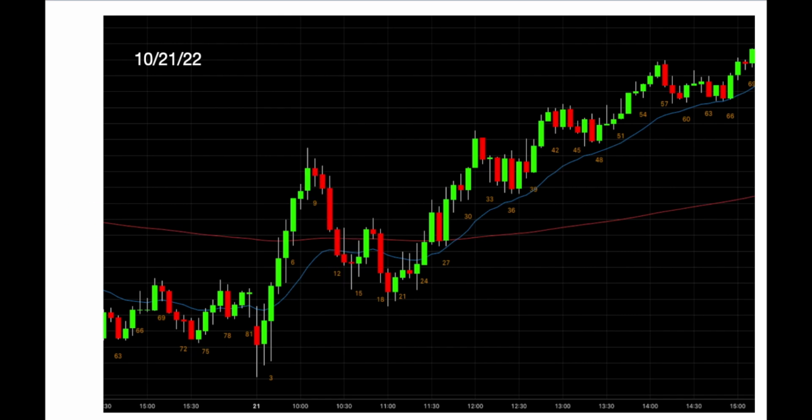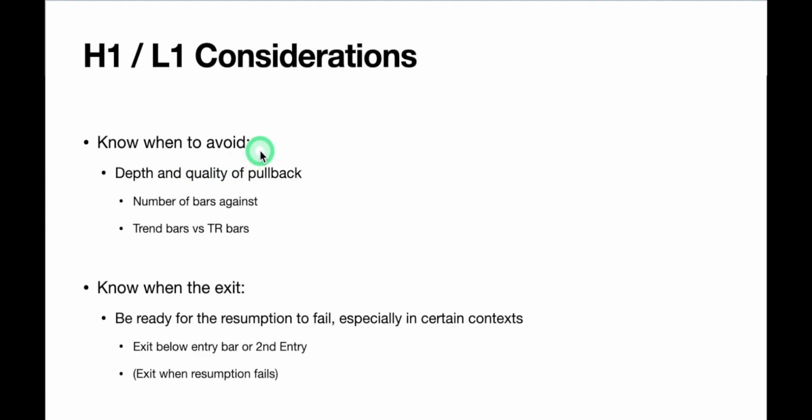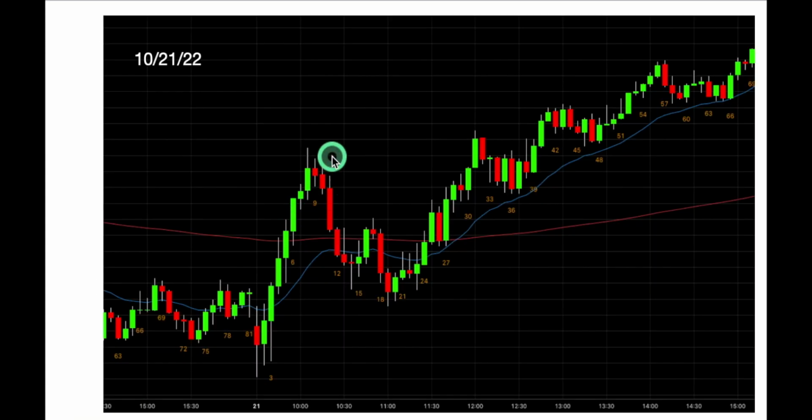So we talked about how to avoid high ones and low ones is to look at the depth and the quality of the pullback. So number of bars against is one example. So when you're trying to take this trade cautiously, wait for the high one, and it never comes. At this point, we get the high one here, it goes above the prior bar, but now it's a microchannel of its own. So now this has to be taken into consideration as a new microchannel against this microchannel.